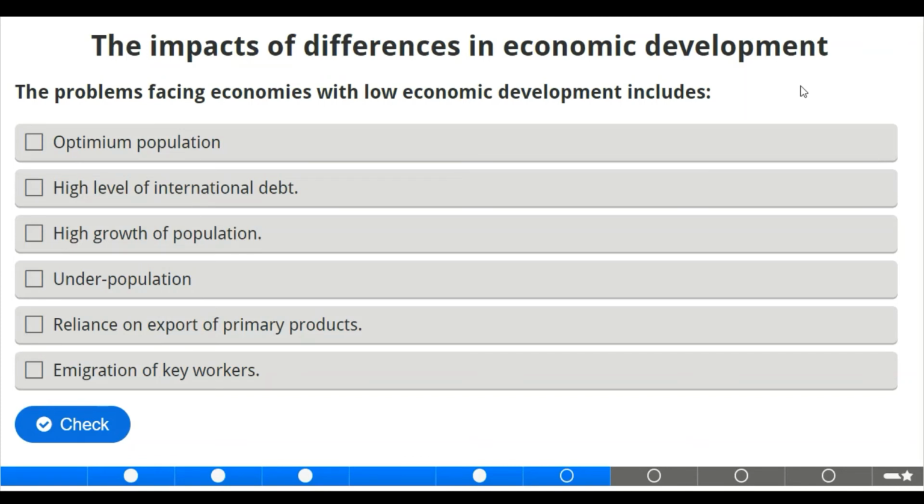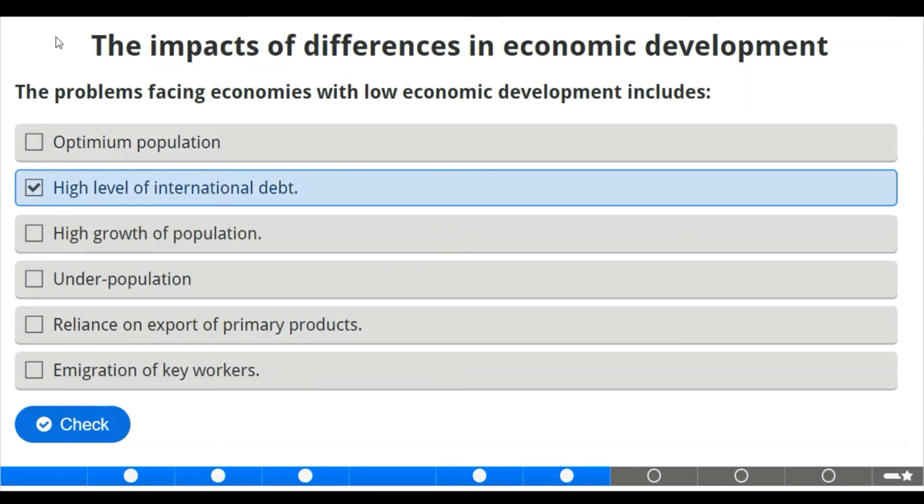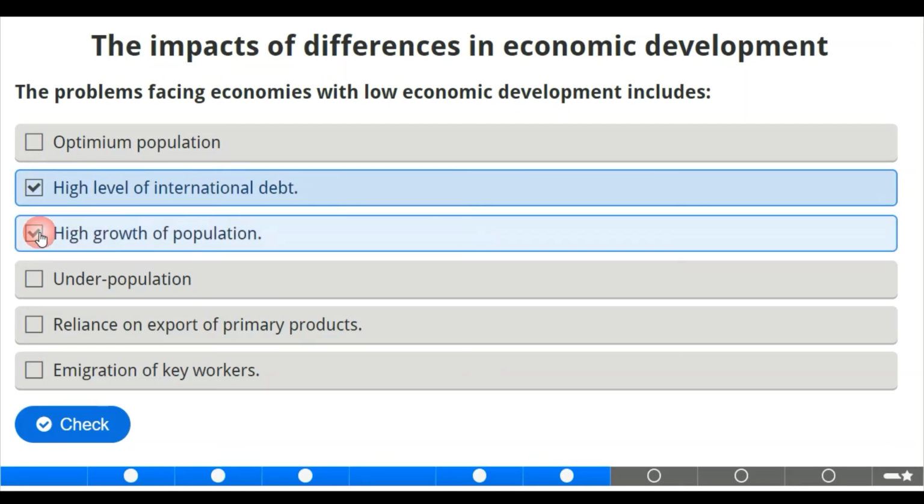We have optimum population. Is that so? Optimum population cannot be the impact of differences in economic development. We have a high rate of international debt. Of course, it will cause a high rate of international debt where a country has low economic development. We also have high growth of population here. Of course, a rapidly expanding population due to high birth rate, with less development, will reduce the real GDP per income.